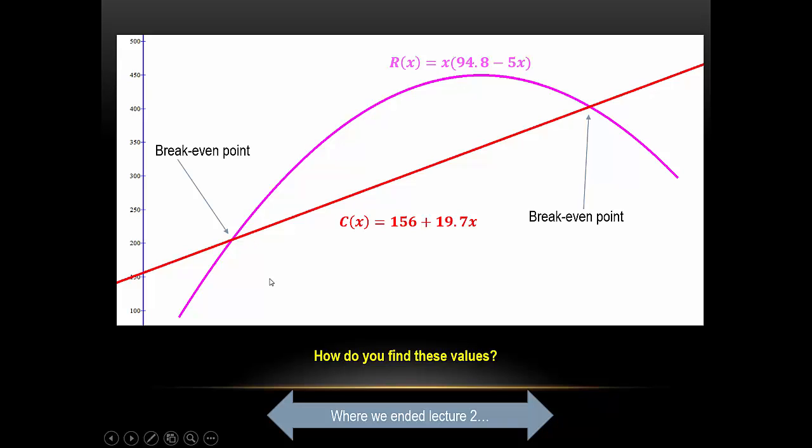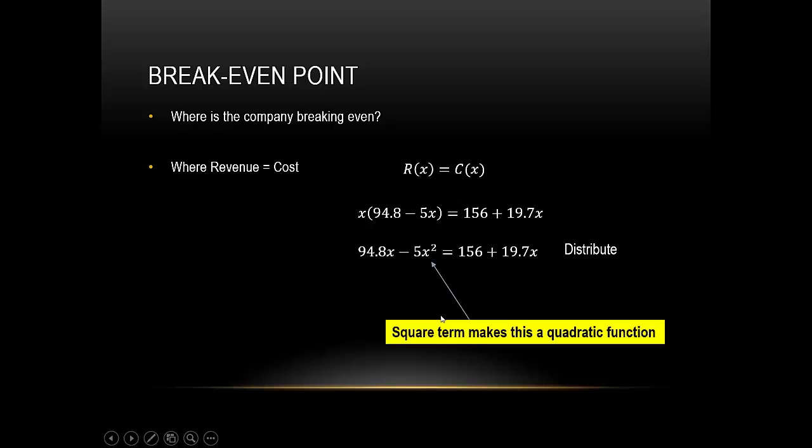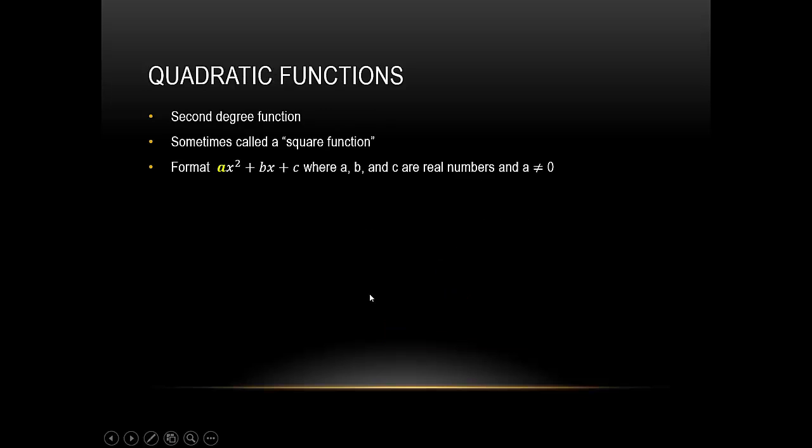All right, this is where we left our last lecture, and we said, how could we find these break-even points? Well, we just set revenue and cost equal to each other. That's fine. I distribute out my x, and I notice right away I have a quadratic function, because remember, you know when you have a quadratic because the highest exponent is a 2, so that square term makes this a quadratic. So let's go back before we do anything with that, and let's review quadratic functions.